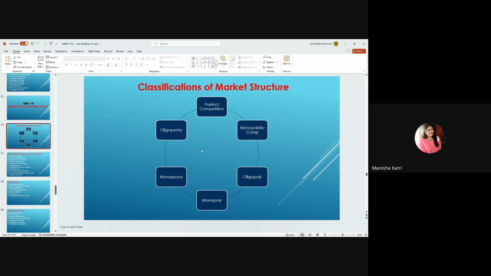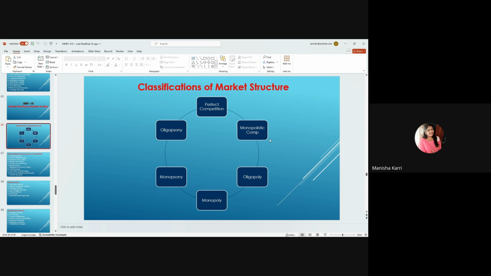Some characteristics of perfect competition: perfect information, where all buyers and sellers have full information about prices and products. And there is no control over prices. Individual firms cannot influence market prices. Examples are agricultural markets or stock markets. These are the best examples for perfect competition.